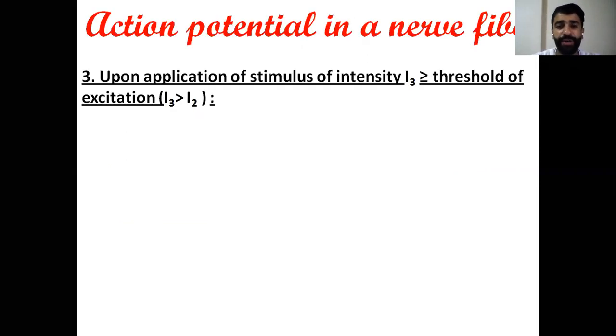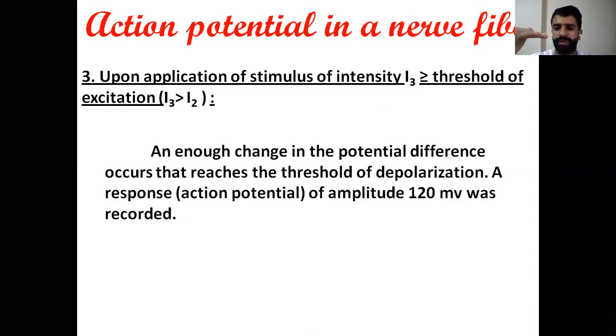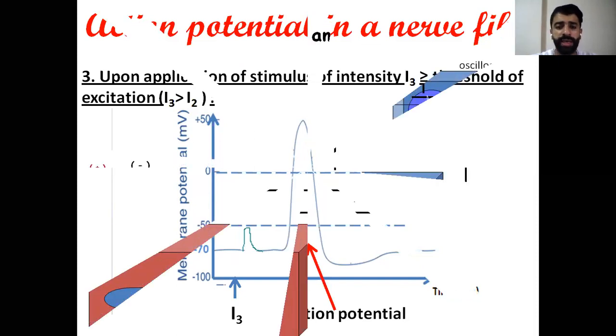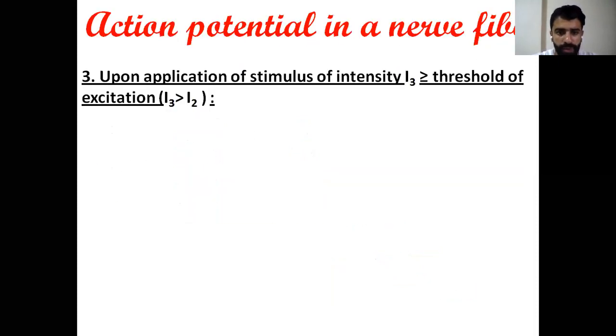Okay? So upon application of a stimulus of intensity I3, which is greater than the threshold, as we said, there is enough change in the potential difference, enough change in the delta V that reaches the threshold of depolarization. So we have an action potential of amplitude 120 millivolt. Why is it 120 millivolt? Because we move from minus 70 to plus 50. If we take the absolute values, it's 70 plus 50, so we move about 120 millivolt. Okay, guys? So it's a 120 millivolt action potential.